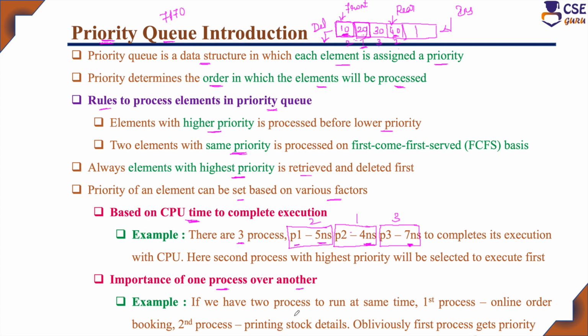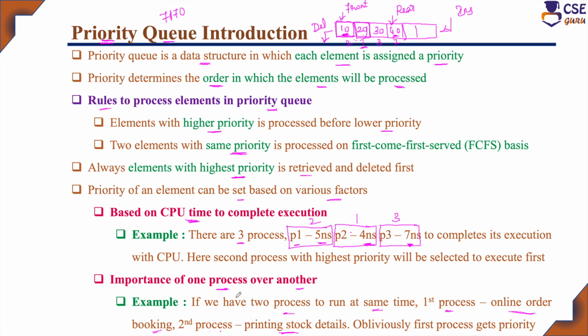For example, if you have two processes that run at the same time, the first process is online order booking, and the second process is printing stock details. Online order booking will get priority, because that is when we are able to execute it. The stock printing can be assigned later, whenever we get time, and completed then. So the first process has priority and the second process has less priority. Based on this also, priority will be assigned.